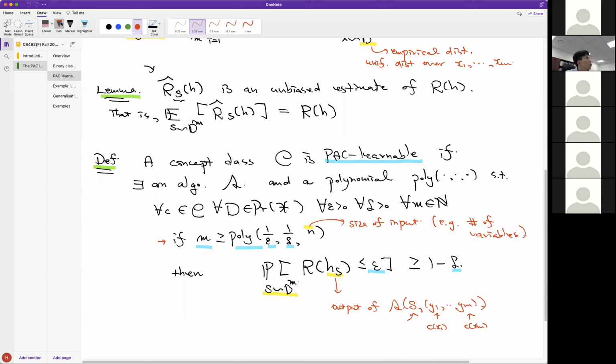And this PAC is an acronym of probably approximately correct. The approximately part comes from epsilon. Instead of saying the risk is equal to 0, we are putting some bounds on it, giving some room to play with. Probably corresponds to delta. A small delta means probably, and a small epsilon means approximately. One important bit is that this is mostly about sample complexity.